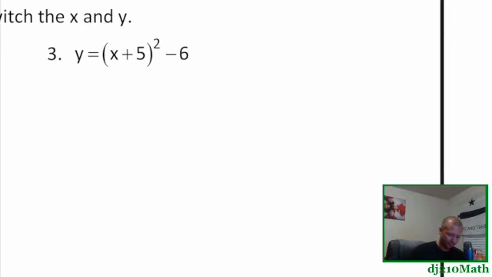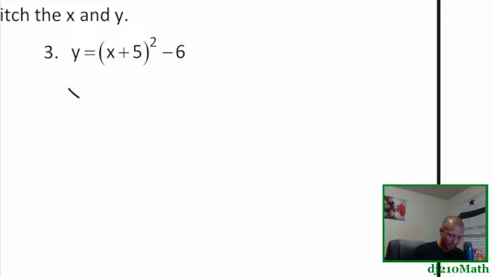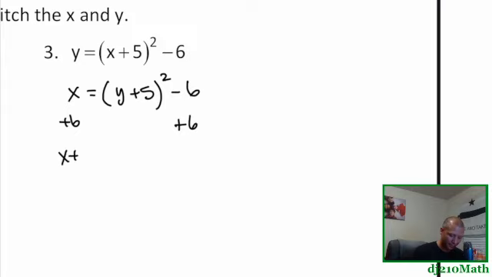Okay. Number 3. Swap x and y. Right, it gets very repetitive for sure. Doing the same thing over and over. So we swap x and y, and now we solve for y. So I'm going to add 6 to both sides. So x plus 6 is equal to y plus 5 squared.